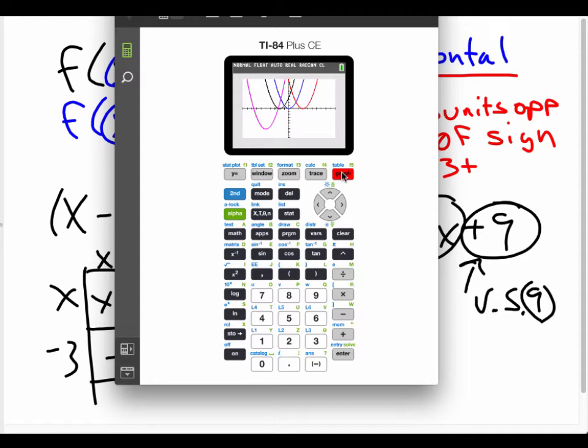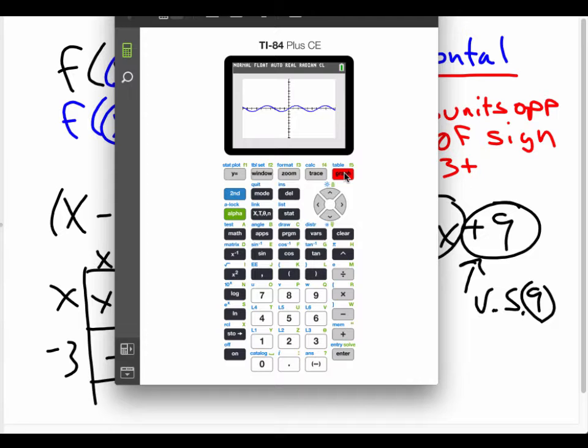Let me do one more example. You guys ready? If I clear all these out, and I'm going to check my mode, I want to make sure I'm in radian mode, and I am. Let's do sine of x. So this is what sine of x is. We'll talk a lot more about these trigonometric functions.